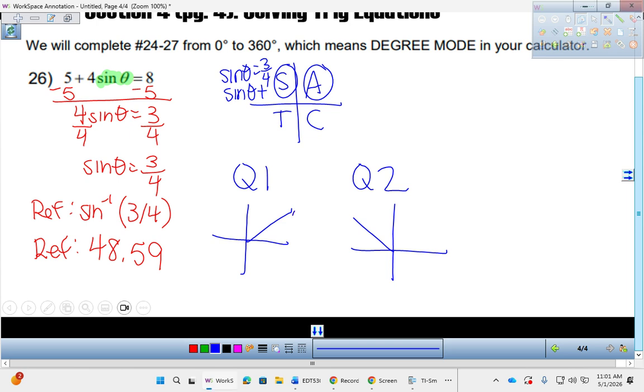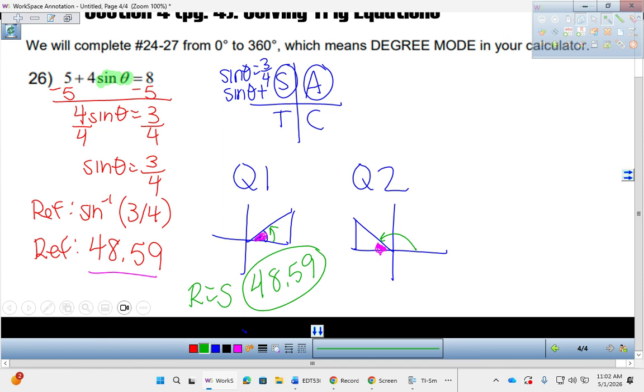So if this is my reference triangle, this is my reference angle, and I know that that angle in pink is this 48. That's the reference. What I'm looking for is this. And I can see from my picture here that in this quadrant, R and S are the same thing. Right? They're the same exact measure. So my first answer to this problem is 48.59. I don't have to do any work when it falls in quadrant 1.